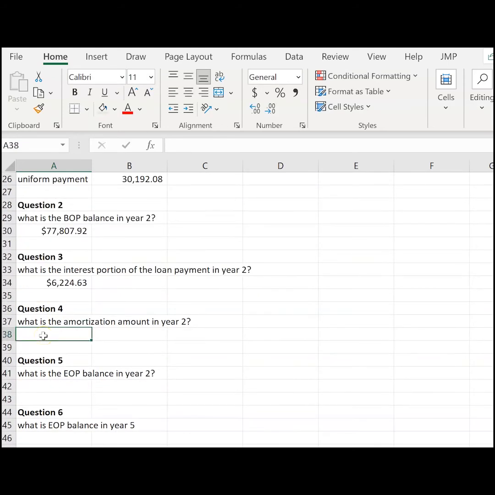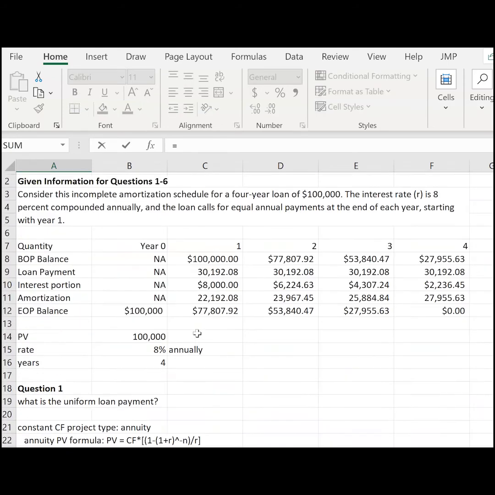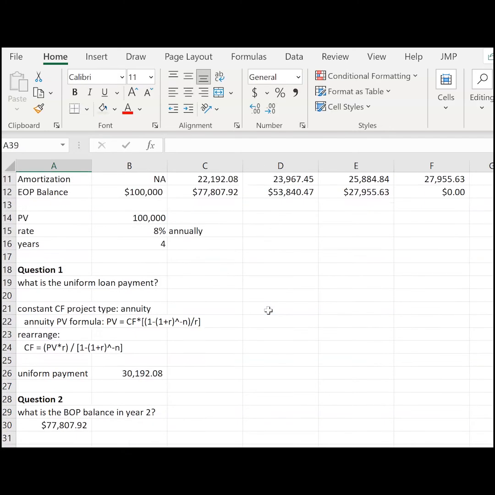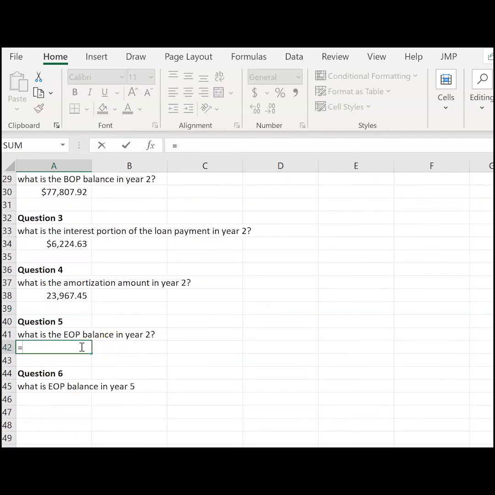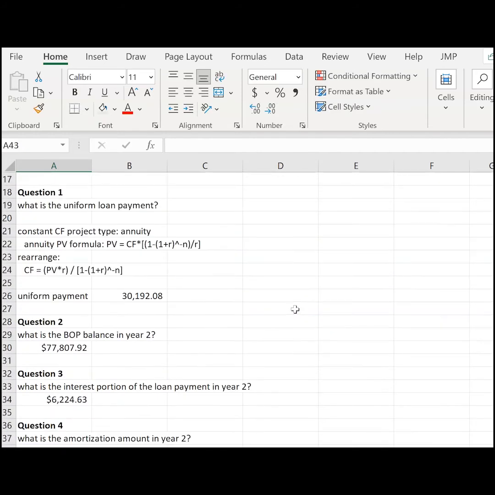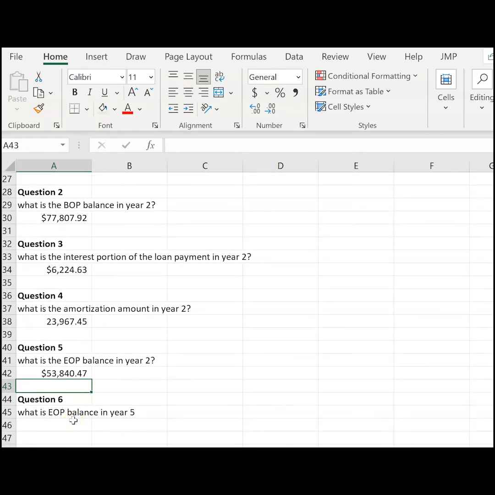Question 4, what is the amortization amount in year 2? Right, the amortization amount in year 2 is this $23,000 value. Question 5, what is the end of period balance in year 2? Go ahead, get that from the table as well. $53,000 value.